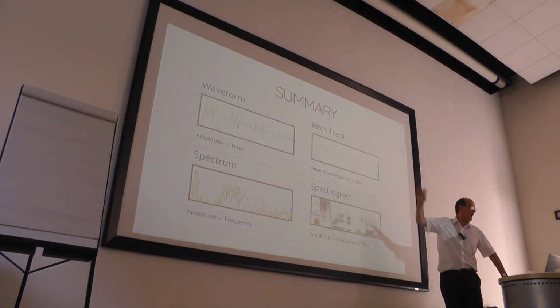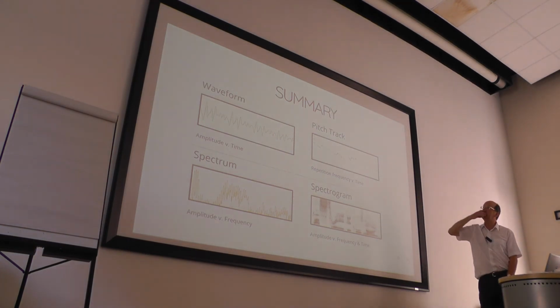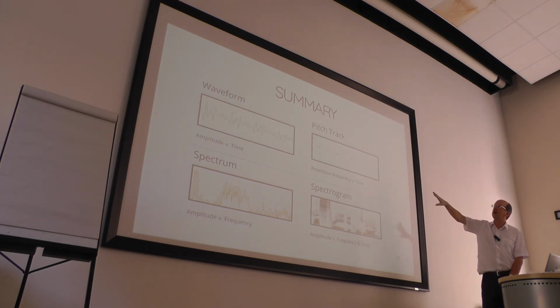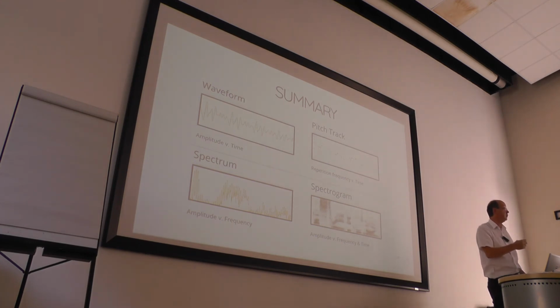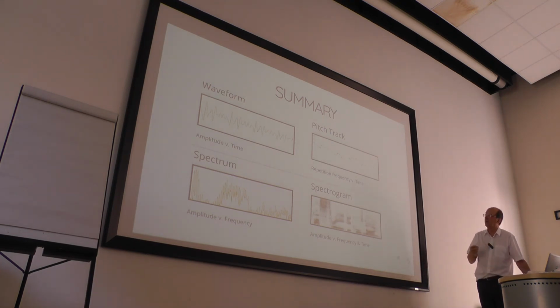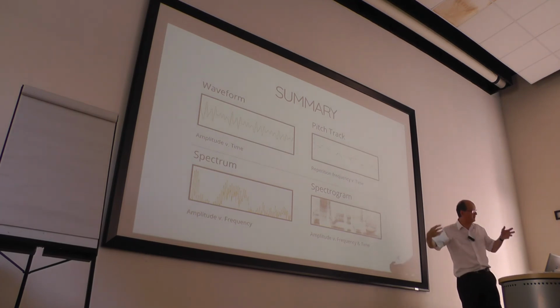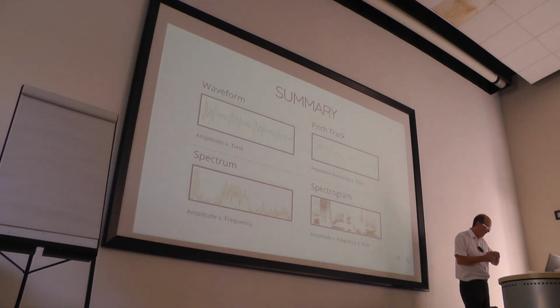So just to summarize those four graphs: the waveform is the amplitude of sound, air pressure against time. The pitch track measures repetition frequencies in that waveform as a function of time. A spectrum measures the amplitude of the individual frequency components in the sound as a function of frequency, but it doesn't have time in it. That's a problem. We want to see how the spectrum varies with time. And the spectrogram puts together the spectrum and time, and shows us how the spectrum of the sound is evolving over time.